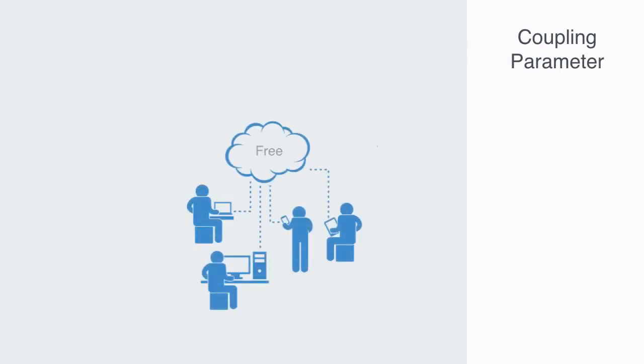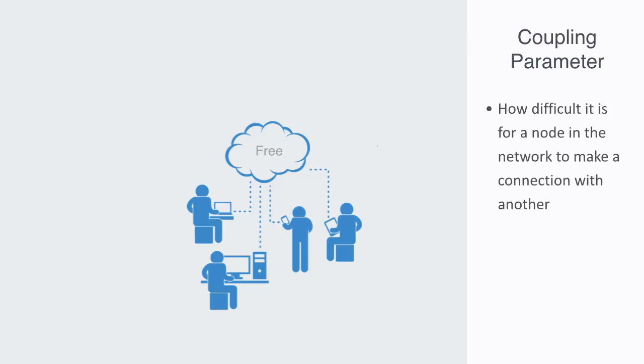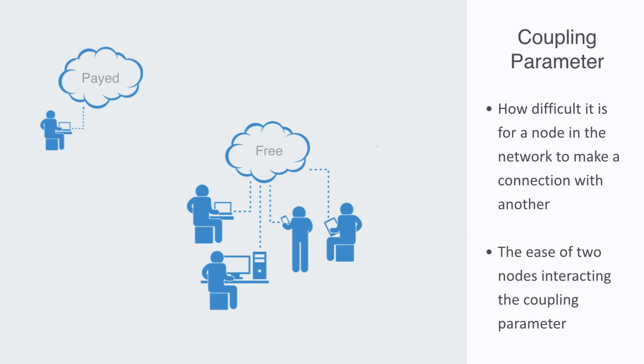One way of contextualizing the degree of connectivity of a network is by talking about how easy or difficult it is for a node in the network to make a connection with another one, because the overall connectivity emerges out of the local actions of the nodes in the network. If we make it difficult for them to interact, then there will be a lower overall connectivity. We might call this ease of two nodes interacting, or coupling, the coupling parameter of the network.